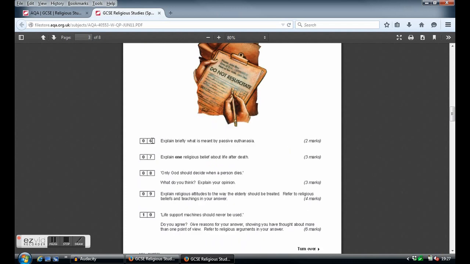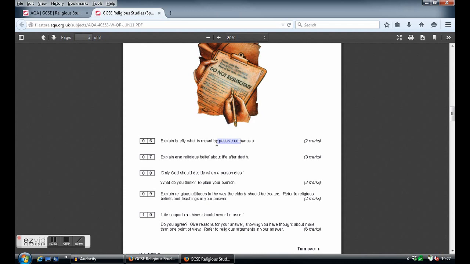Remember when you do a different question, by the way, to write the correct number in. Don't think, oh, this is a new question, so this is question 1 on death. Just stick to these numbers here. So it's 06 you write in, and it says explain briefly what is meant by passive euthanasia. So hopefully you remember that euthanasia means gentle and easy death. So it's when you help somebody to die, and you can do that passively by just not treating somebody.